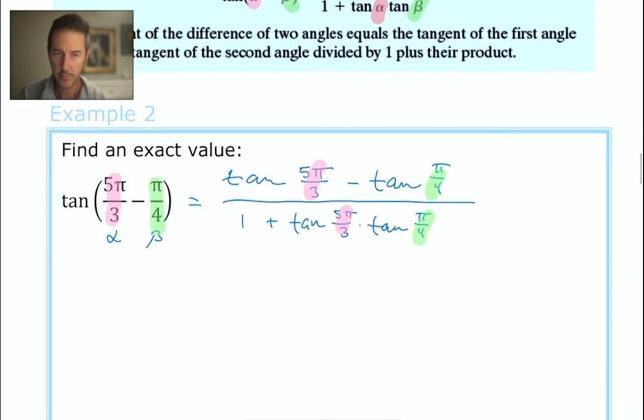Great. Now we have to start evaluating trig functions, these tangent functions. What is the tangent of 5 pi over 3? 1 pi over 3, 2 pi over 3, 3 pi over 3, 4 pi over 3, 5 pi over 3 is low in the 4th quadrant. Tangent is opposite over adjacent. That's negative root 3 over positive 1. Minus the tangent of pi over 4. Pi over 4 is in the 1st quadrant. That's root 2 over root 2, or however you do it.